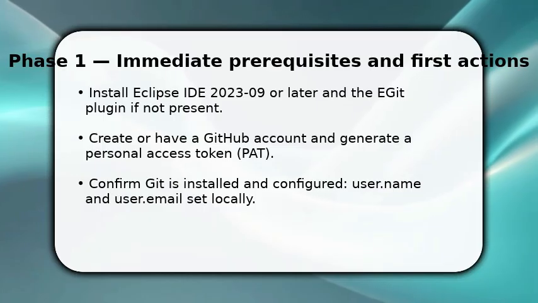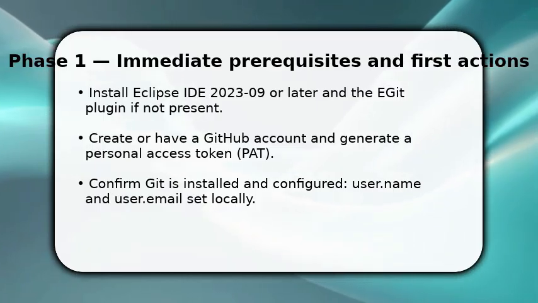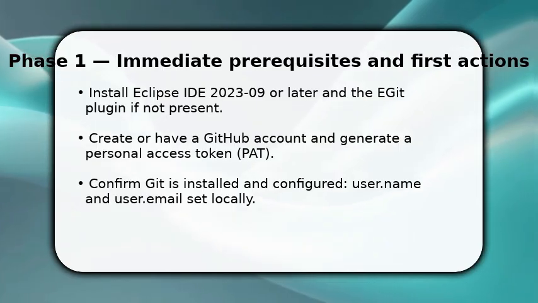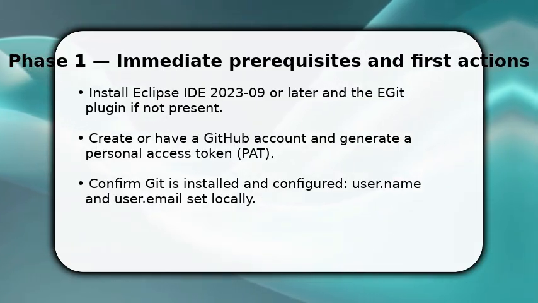You begin by confirming essentials so you can act immediately. Install Eclipse and eGit or enable Git support. Once done, open the Git repositories view.